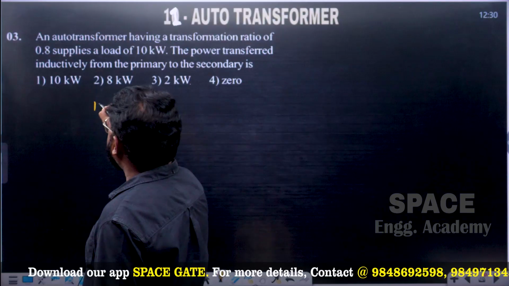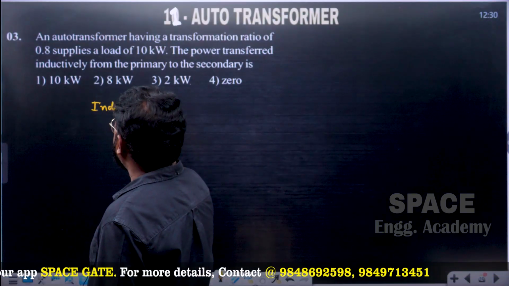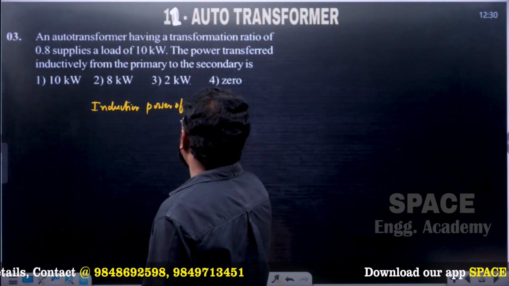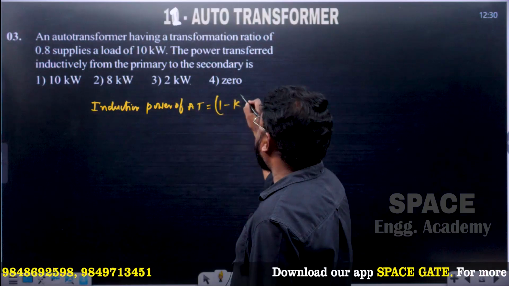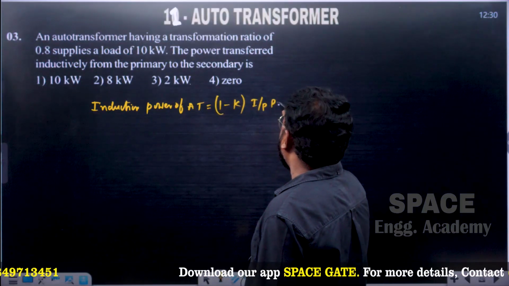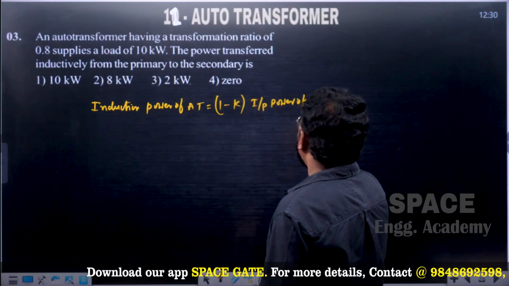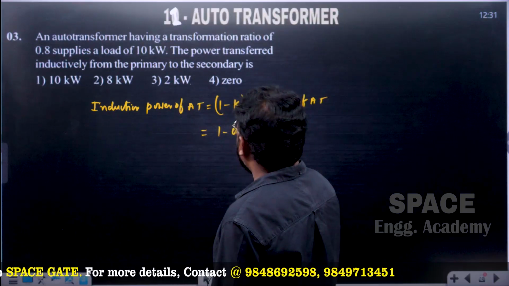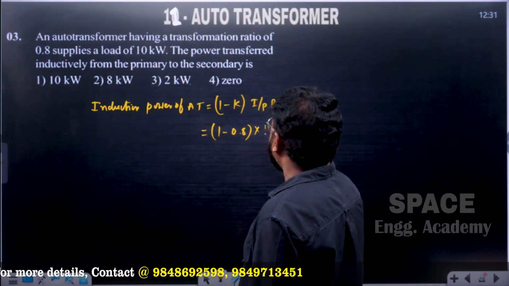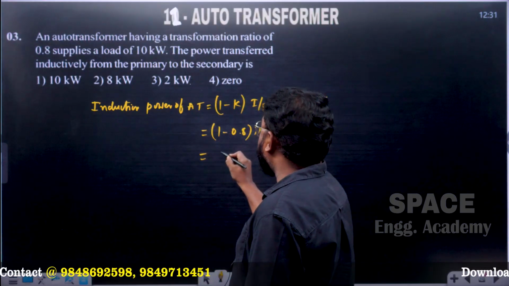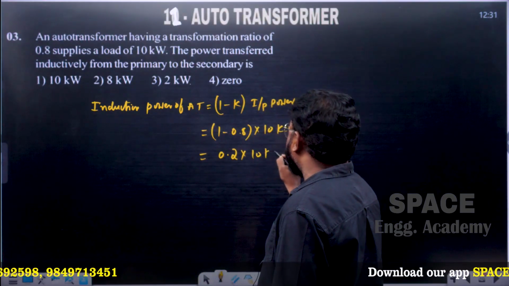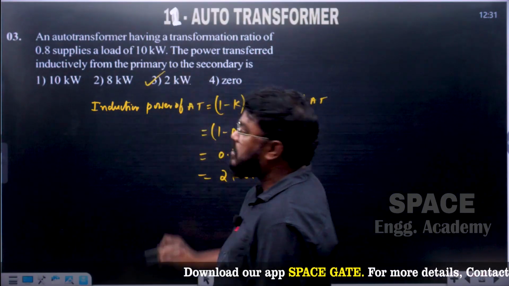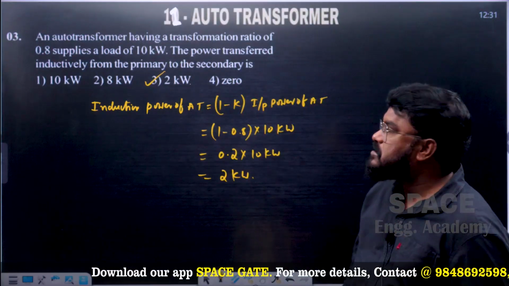So therefore induction power of auto transformer is equal to 1 minus K times of the input power of the auto transformer. So 1 minus K is equal to 1 minus 0.8 multiplied by 10 kilowatts and it is equal to 0.2 into 10 kilowatts. So by solving this you will get the 2 kilowatts. So the 2 kilowatts is the right answer for this question.